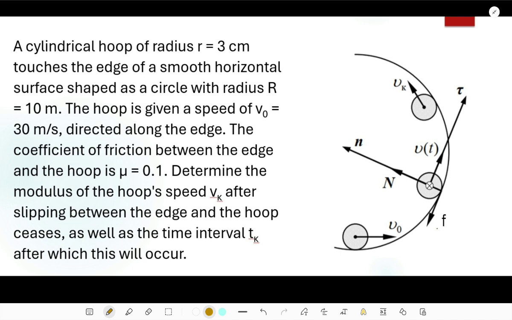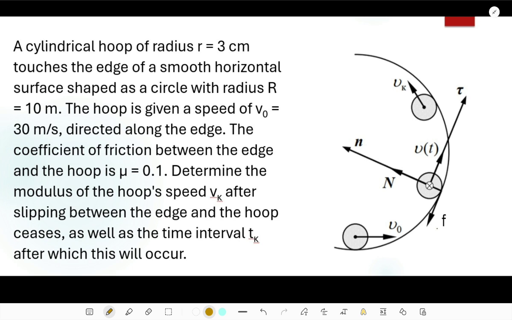It has got only linear velocity. Only linear velocity to the center of this hoop is provided, and there is no angular velocity. This is not rolling at all. Initially it has only linear velocity, so omega is 0 initially. The coefficient of friction between the edge and the hoop, I'm calling it an edge, nothing else, is mu equals 0.1.